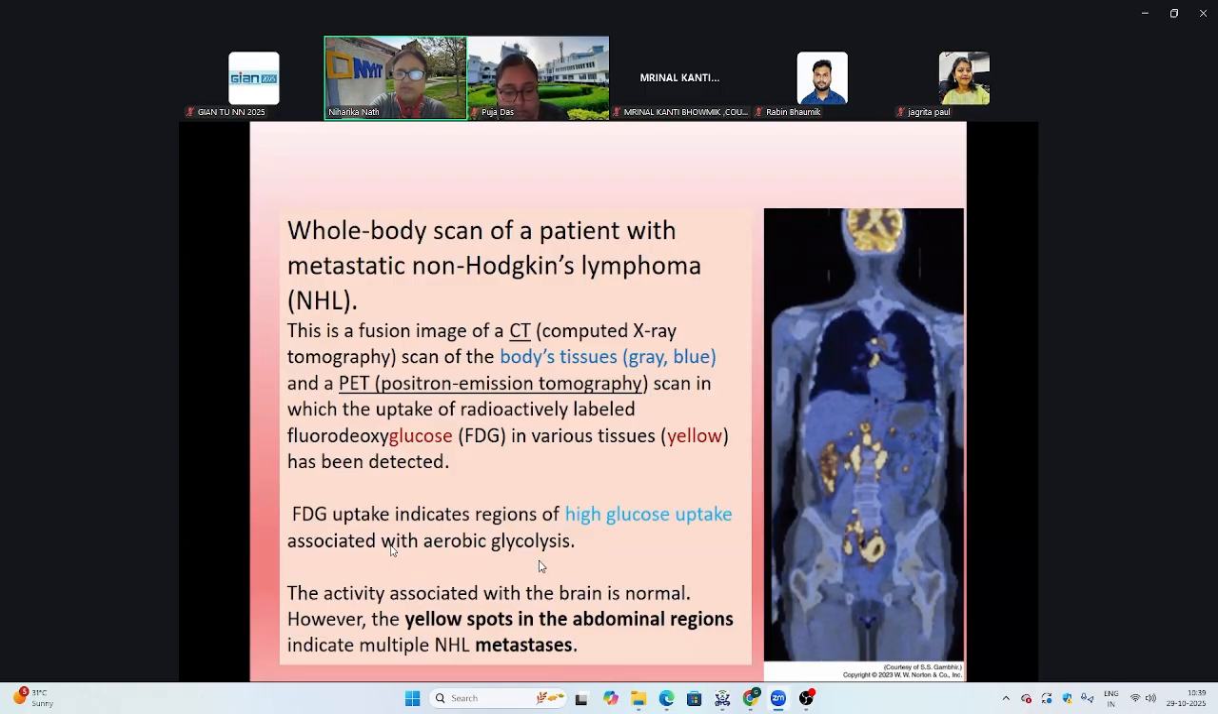consistent with the Warburg effect. So where do you have yellow? The yellow accumulation is in these locations in the abdominal region, but there's also yellow in the brain. And they are saying that in this picture the yellow in the brain is typically normal. That is expected, but the other spots in the abdominal region are where the cancer from the lymphoma has spread. So that's the spread of non-Hodgkin's lymphoma. It's not just in the lymph. These would be the lymph locations here, but it has already spread to other locations.